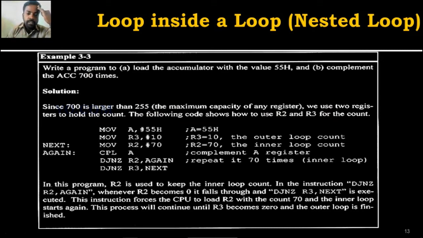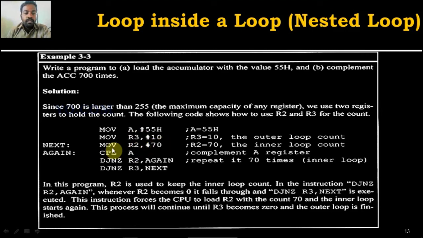So what will happen? Load the accumulator with the value 55H and complement it 700 times. Initially we are loading MOV A, #55H. Now A equals 55H. After that we move the count values. The first count is 10, the second count is 70. The first count is moved to the R3 register, and the second count is moved to the R2 register.